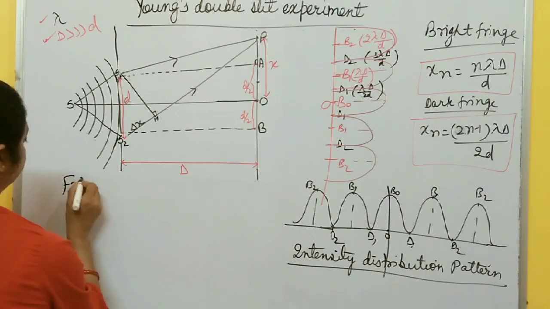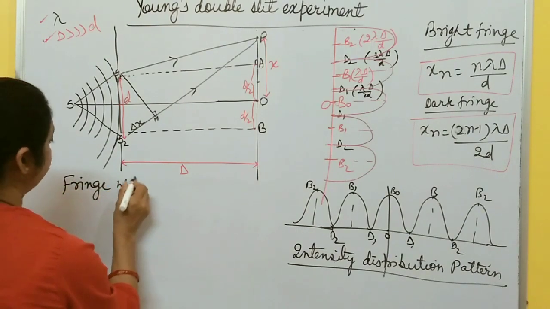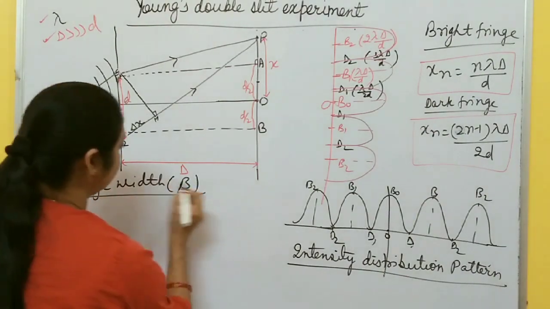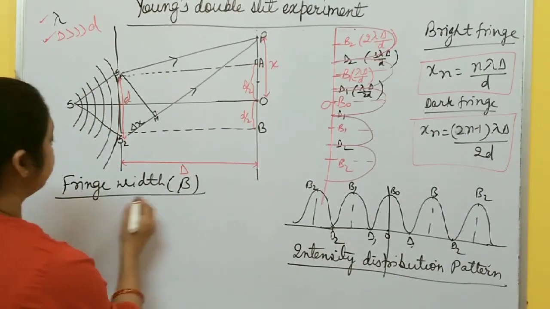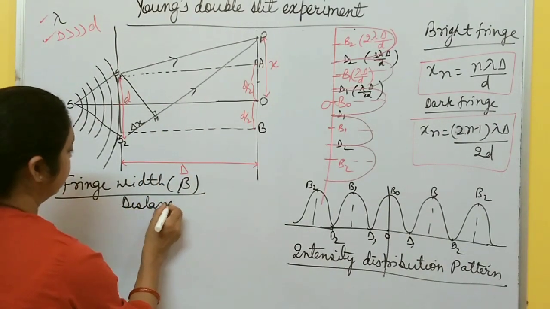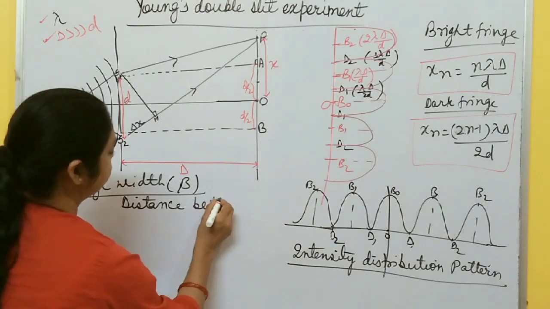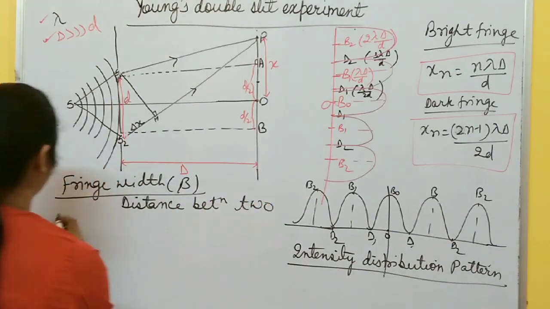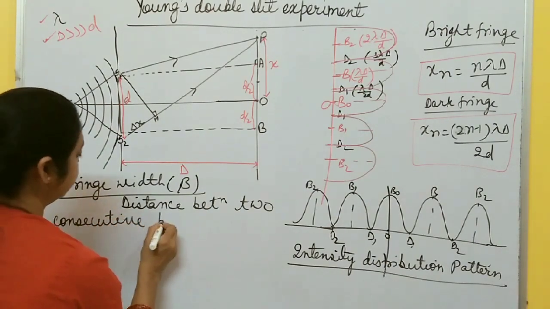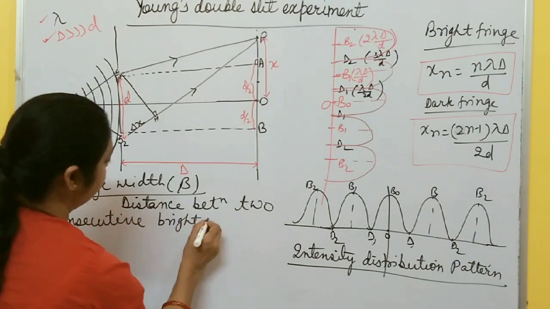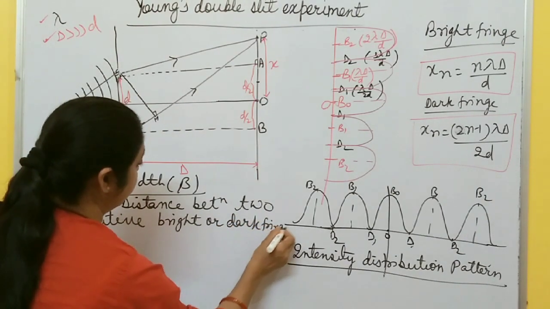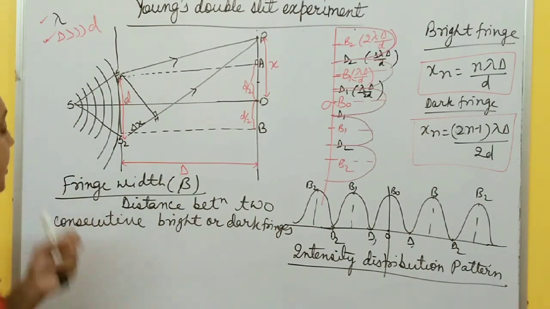Fringe width. It is denoted by, I will take, beta. This is the fringe width, and this is the distance between two consecutive bright or dark fringes.